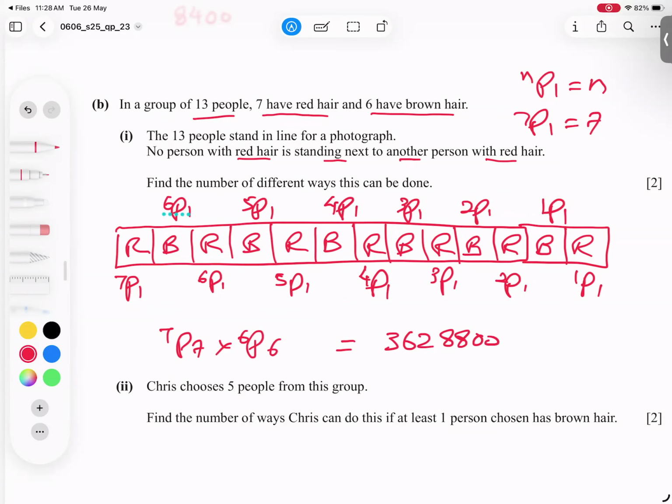Chris chooses 5 people from this group, so 5 people from 13. Find the number of ways Chris can do it if at least one person chosen has brown hair.